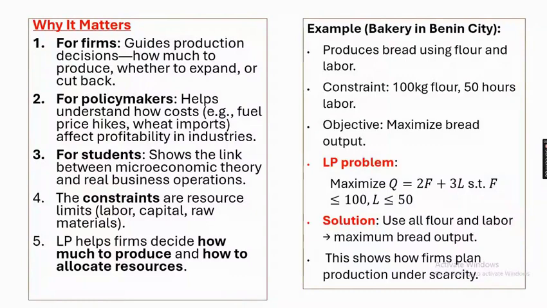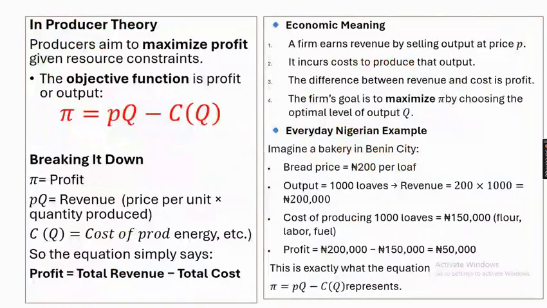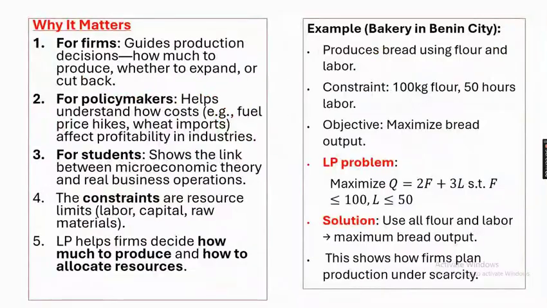Optimization matters for everyone. For firms, it guides production decisions, how much to produce or whether to expand. For policymakers, it explains how cost changes affect profitability. For students, it connects theory to real business operations. Resource limits such as labor and raw materials define the constraints firms must manage.